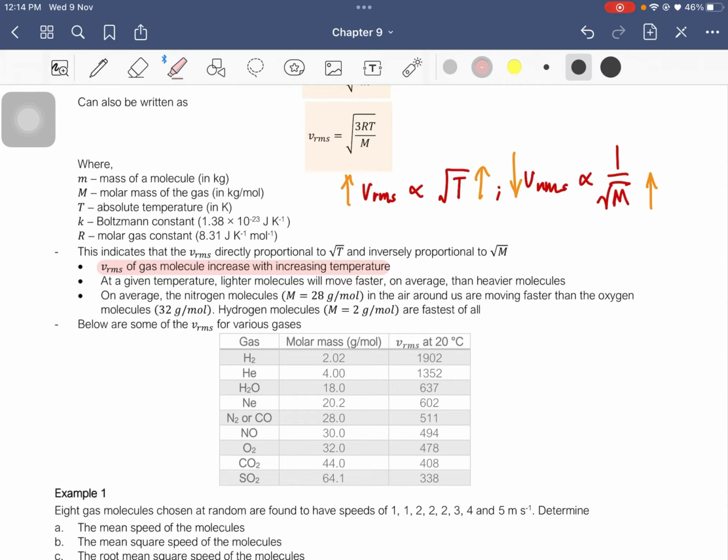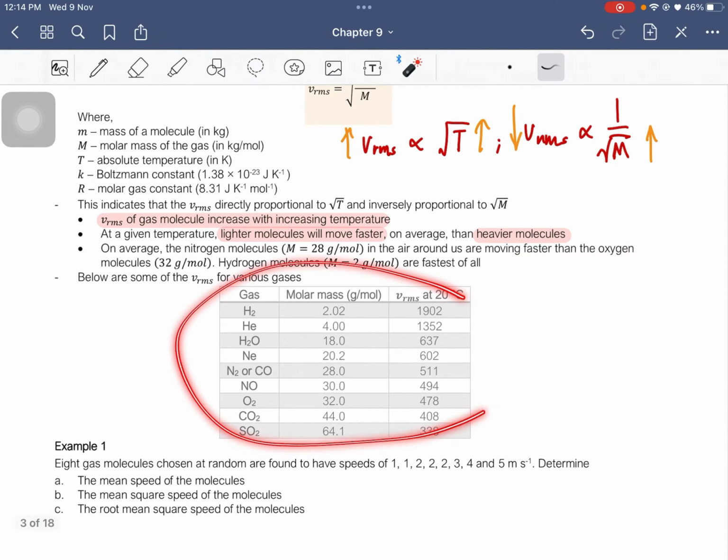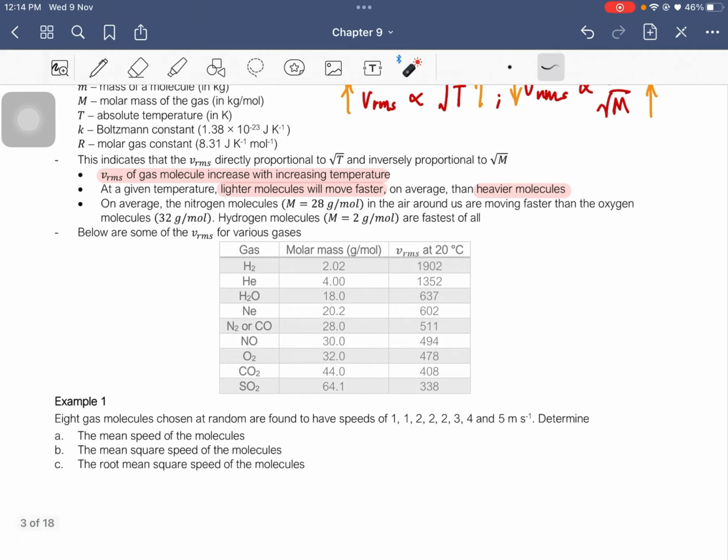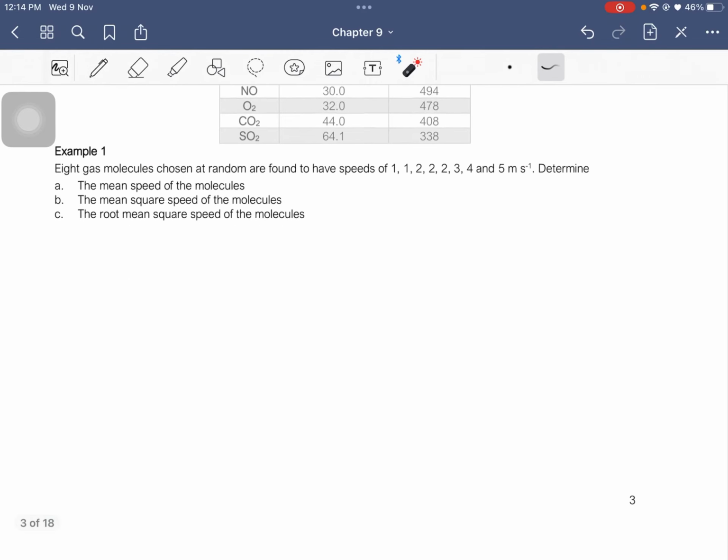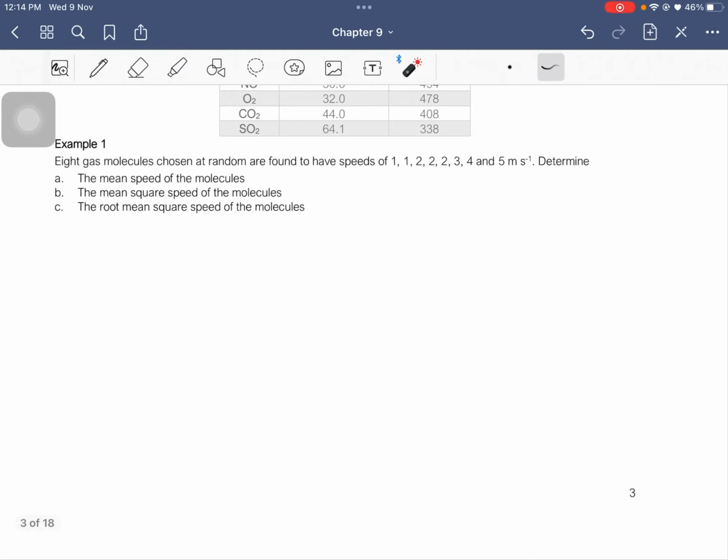At a given temperature though, lighter molecules will move faster than the heavier molecules. Okay, so this is valid only for a given temperature, not for all temperatures. So on average, the nitrogen molecules in the air would be moving faster than the oxygen molecules. Okay, hydrogen molecules are the fastest of all because they are the lightest. Okay, so this table is just telling you some of the RMS speeds for various gases. Okay, alright, so now let's look into example number 1.